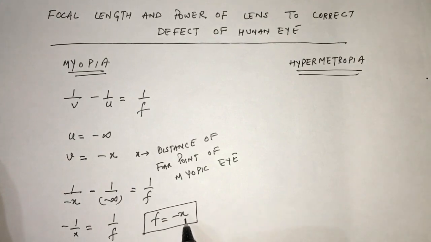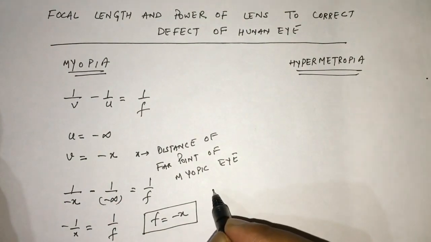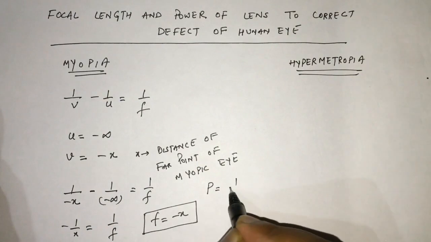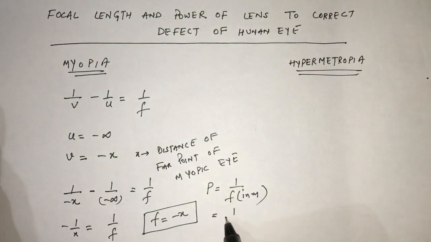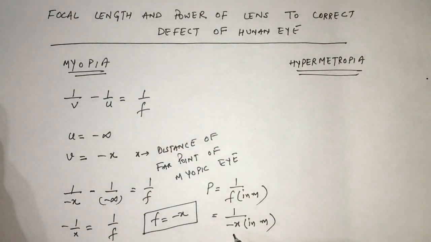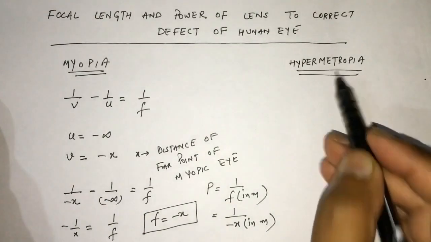So the value of X with negative sign will give you the focal length of concave lens that is going to be used in myopia. Clear? Now to calculate power of the lens, we have formula power is equal to 1 upon F in meters. Or you can say it is 1 upon minus X in meters. So by using this formula, we can find the value of focal length and the power of lens. Clear?